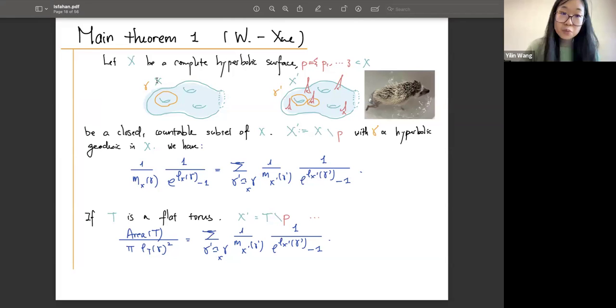If we start with a hyperbolic surface, it works like this. But if we start on the left-hand side with a flat torus, the only thing you need to do is replace this function by the area divided by pi length squared, everything measured for the flat torus, for the flat metric. But on the right-hand side it is the same functional. So that's our main result. Please do not hesitate to stop me if you have questions or something is not clear.